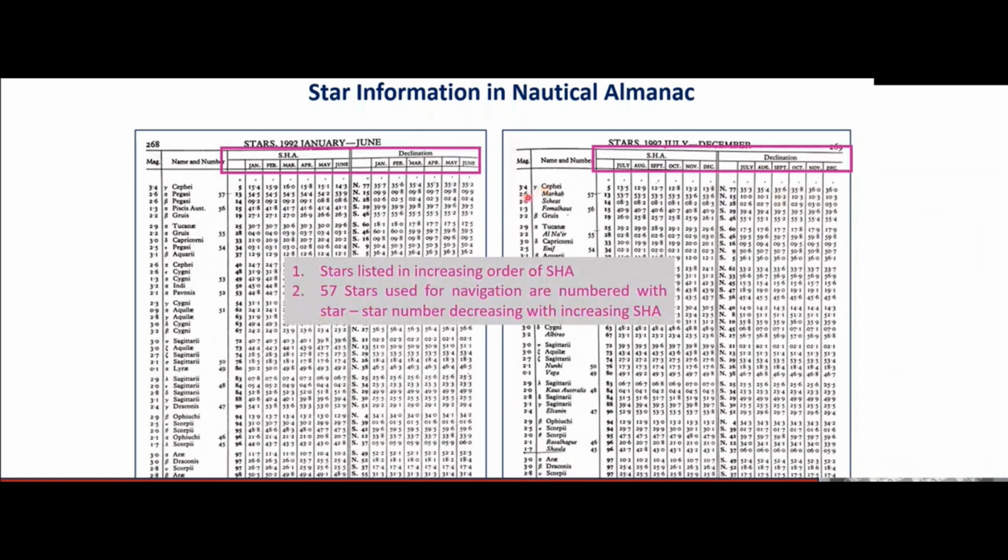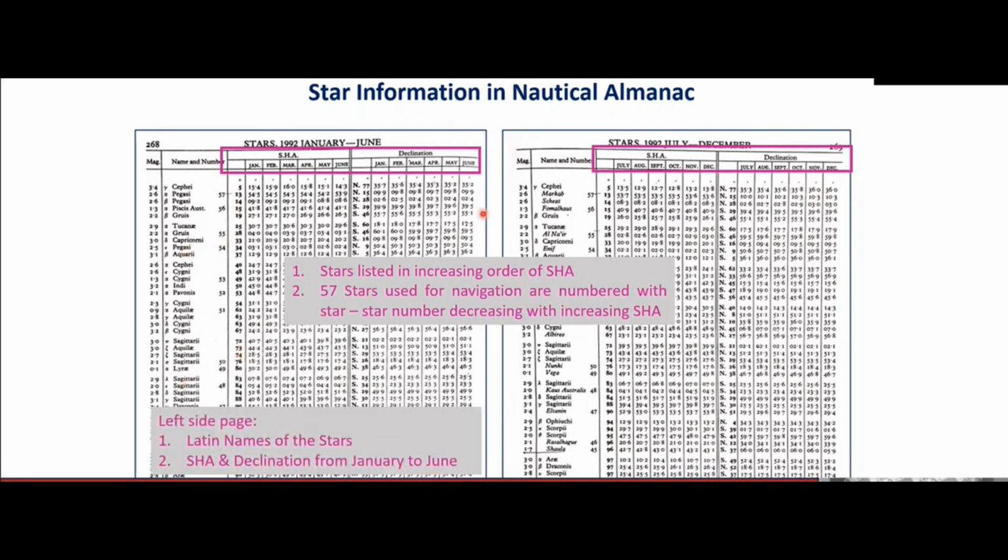Now, stars listed on these pages are listed in the increasing order of their SHA. So the SHA is increasing here, and stars are listed in the increasing order of the SHA. 57 stars used for navigation are numbered. These 57 stars which are used for navigation have been numbered here separately. You can see some numbers against those stars. And the number of the star is decreasing as the SHA is increasing.